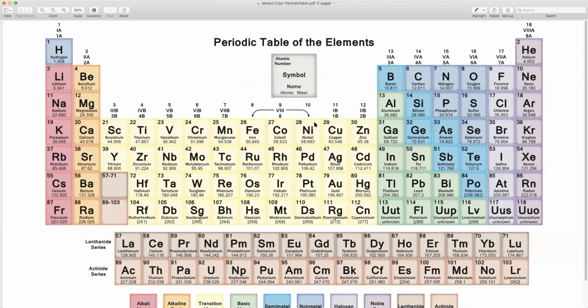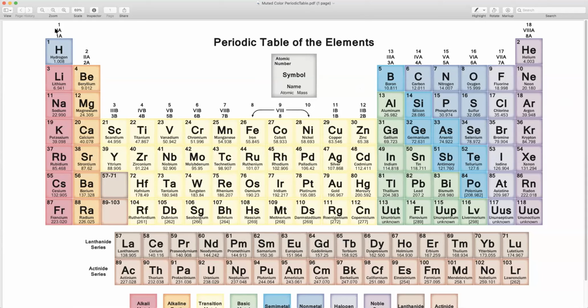Okay, so we loaded up this other table. All right, so normally we have the group numbers, 1A, 2A, through 8A across the top, and those are for our main group elements. And so those don't take into account the transition elements here in the middle. They're just the main group elements.